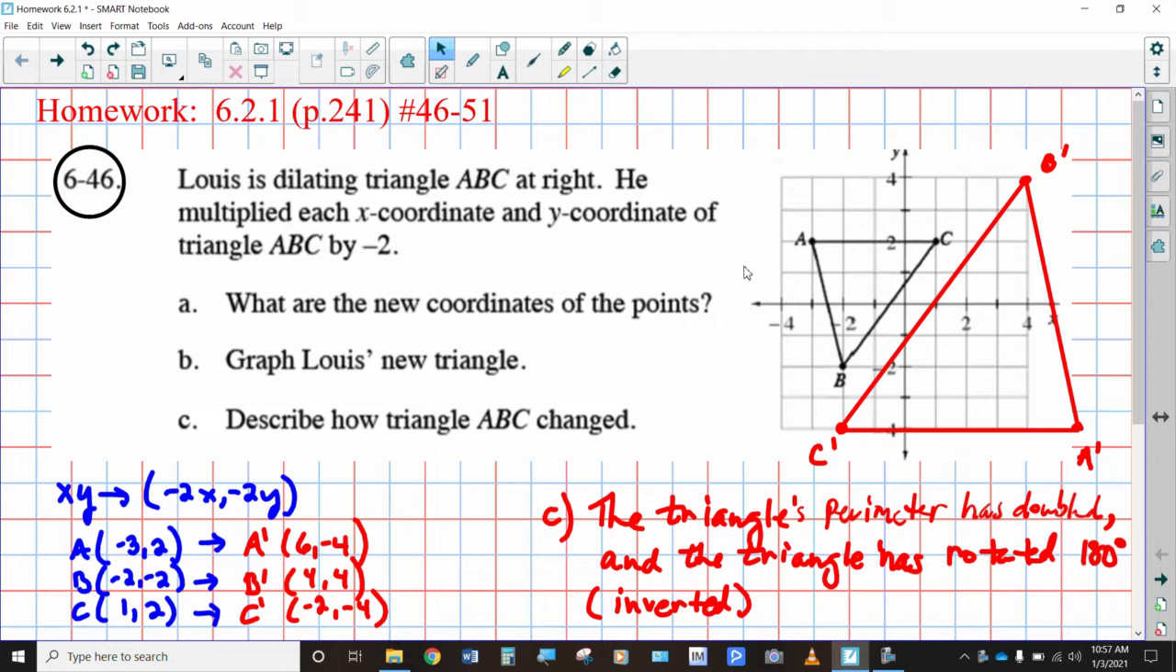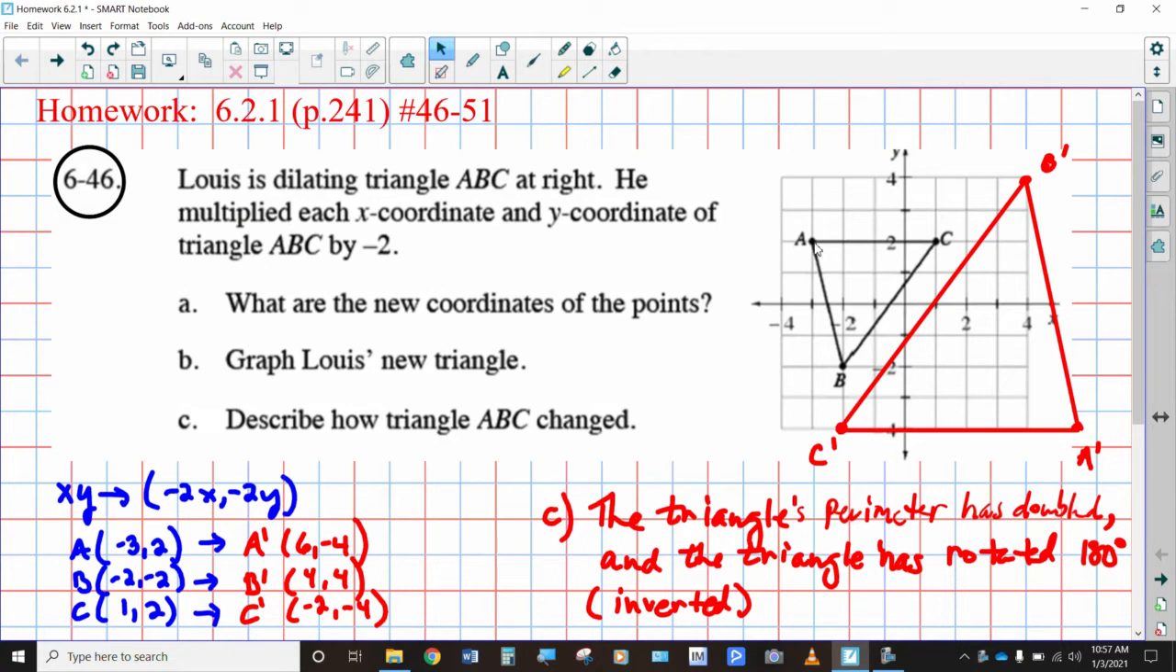And how do we go about dilating? Well, we multiply the x and the y coordinates times the same number. And depending on what that multiplier is, the scale factor, it's either going to get bigger or it's going to get smaller. Now, here we've got three coordinates for triangle ABC.